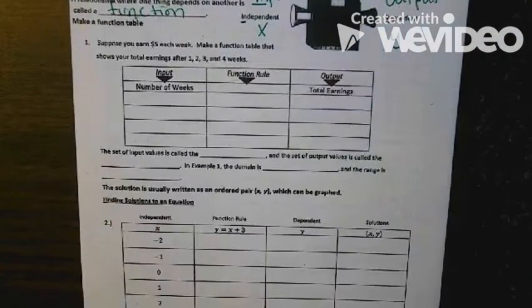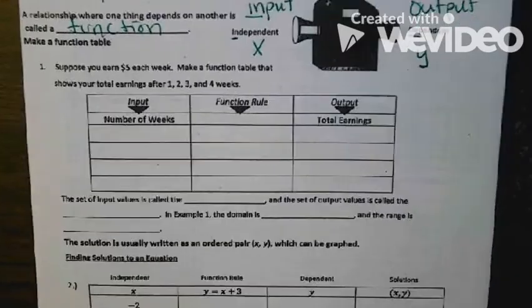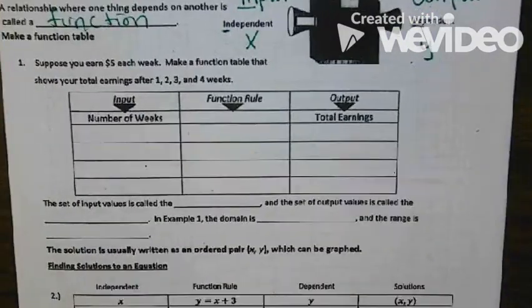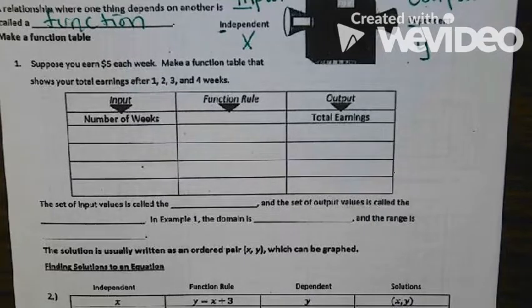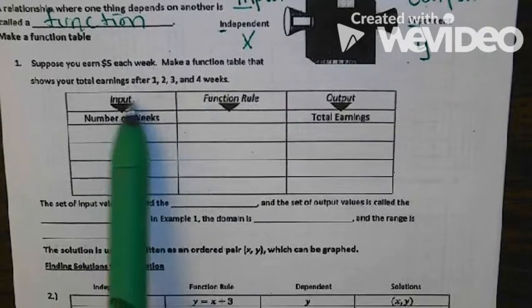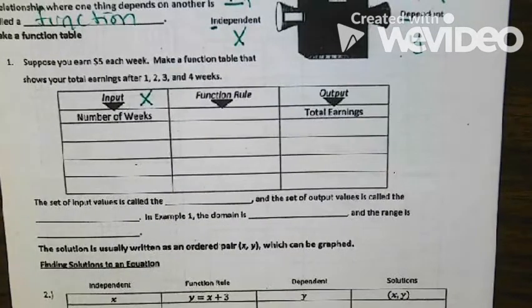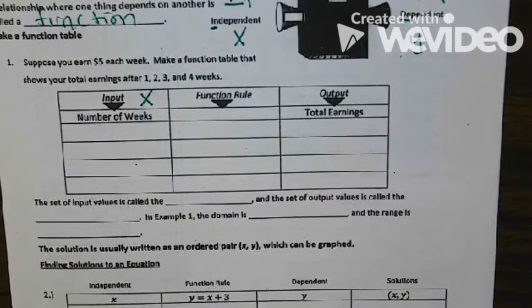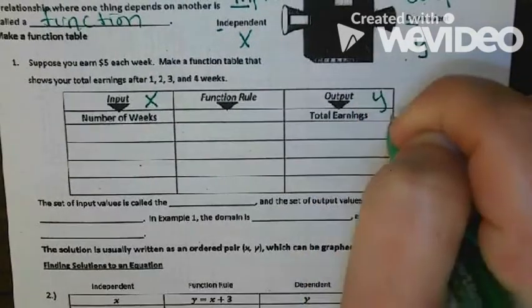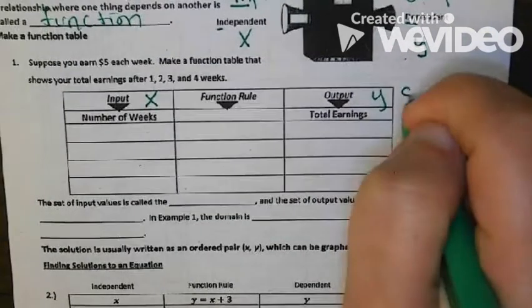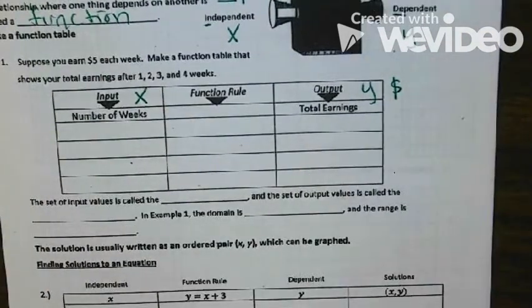So let's look here at our first example. Suppose you earn $5 each week. Make a function table for that to show your earnings for 1, 2, 3, and 4 weeks. So it tells us that the input is our number of weeks. Remember, that is going to be our x variable, our independent variable. And our output is going to be our y variable. It is going to be the money.